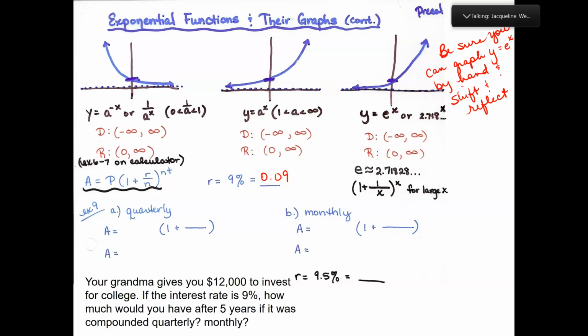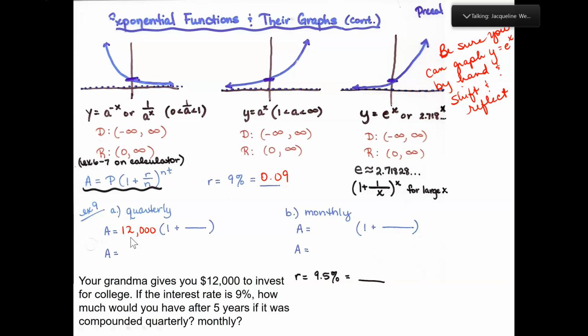All right, so your grandma loves you, and she gives you $12,000 to invest for college. If the interest rate is 9%, please tell me where that is so I can go put my money there as well. How much would you have after 5 years if it was compounded quarterly or if it was compounded monthly? Okay, so let's start with, what is our principal going to be?